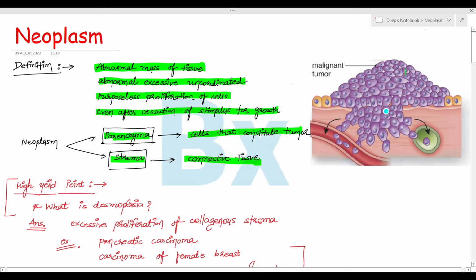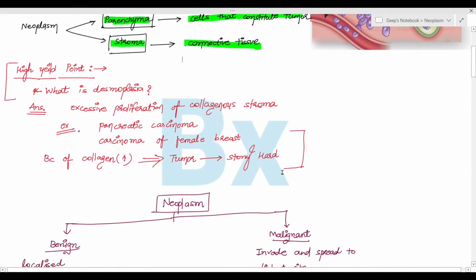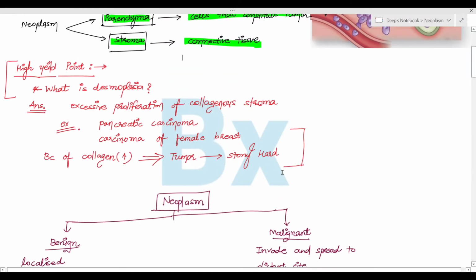So here you can see the picture of neoplasm: uncoordinated abnormal mass of the purposeless proliferation of cells, even after the cessation of stimulus for the growth. Definition is very important.